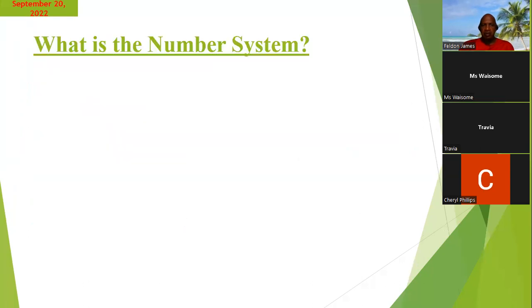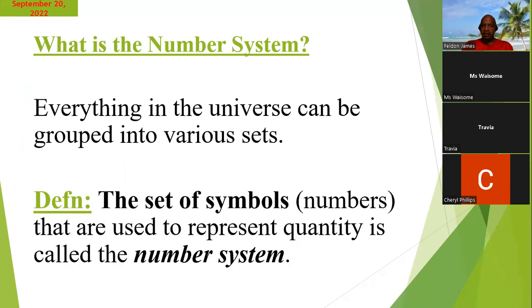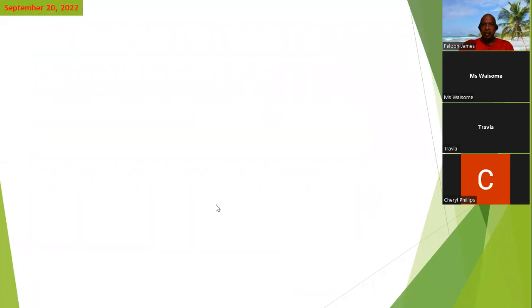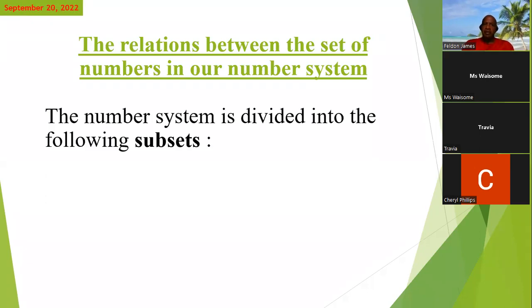So what is a number system? Everything in the universe can be grouped into various sets. The set of symbols that we call numbers are used to represent quantities, and this set of numbers forms what we call the number system. All right. Now, the relationship between the set of numbers in our number system: the number system is divided into the following subsets.